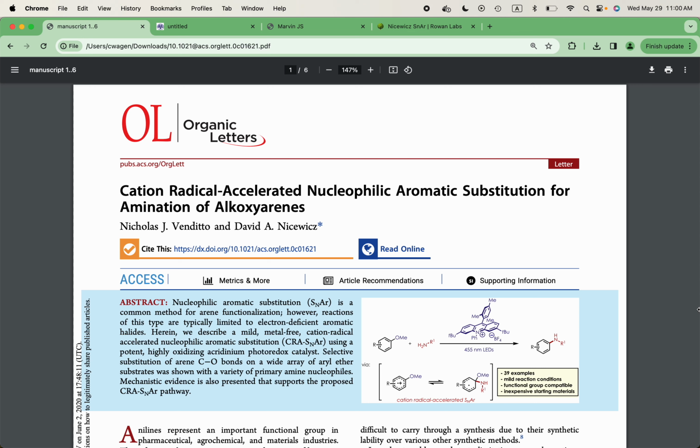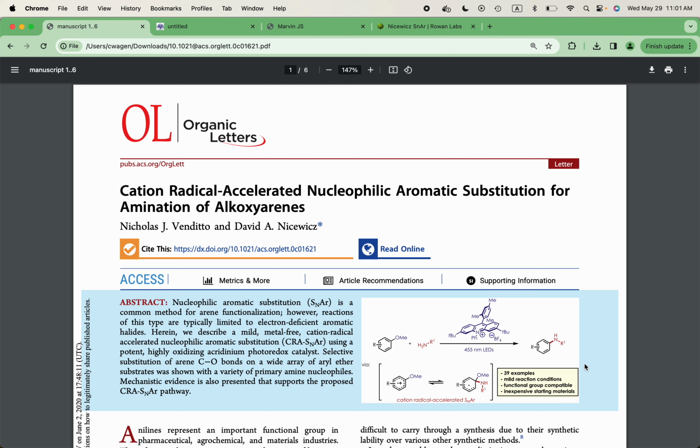We're launching a new redox potential prediction workflow on Rowan today, and I wanted to illustrate why this is useful by looking at this paper from Dave Nicewicz, a cation radical accelerated SNAr that converts aryl ethers into anilines. This is the sort of product which you might imagine accessing retrosynthetically through a Chan-Lam or Buchwald-Hartwig coupling using copper, palladium, nickel, a variety of transition metal catalyzed methods.